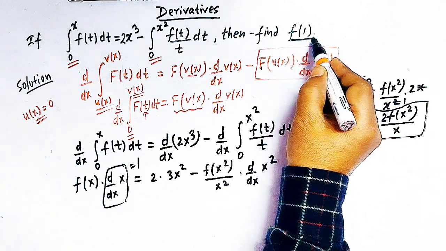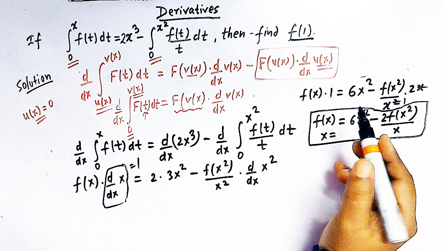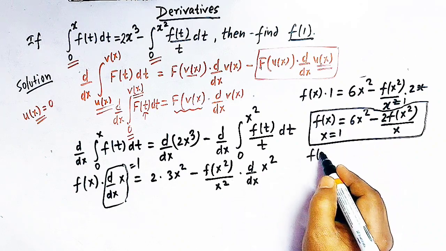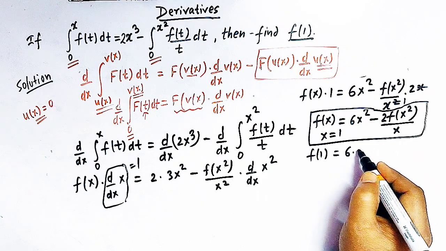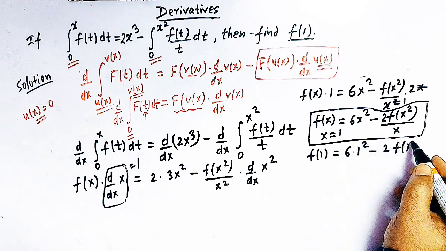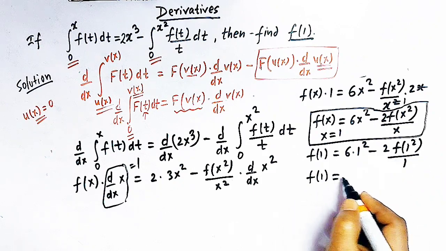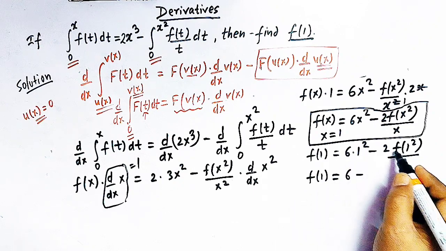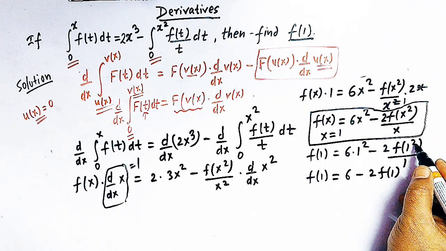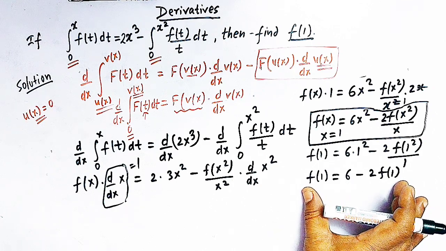Now we need to find out the value of f of 1. So let us replace x by x is equal to 1. So here we have f of 1. Then here we have 6 times 1 square. Then here we have 2 times f of 1 square over 1. So we have f of 1. Here we have 6. And here we have 2 times f of 1. 1 square is 1, right? So now we have a linear equation in f of 1.